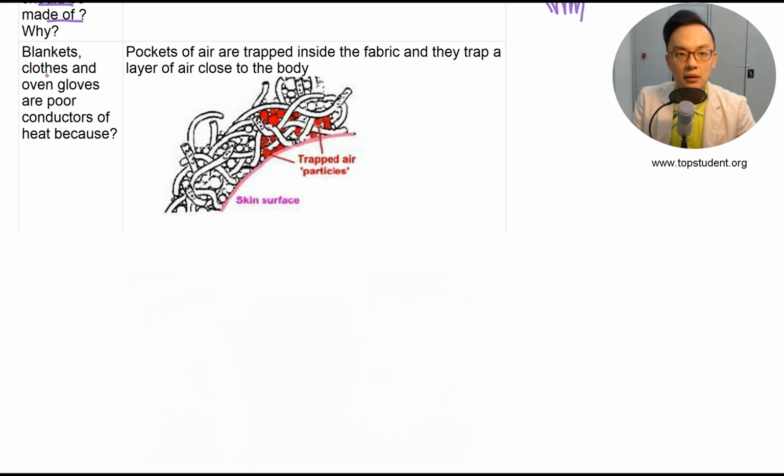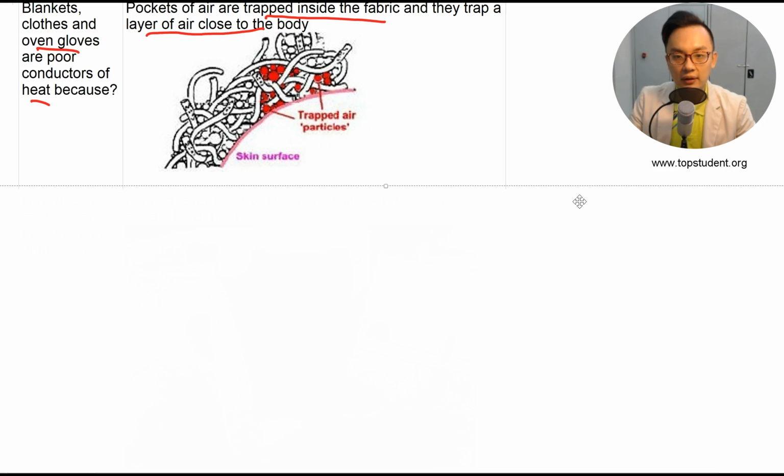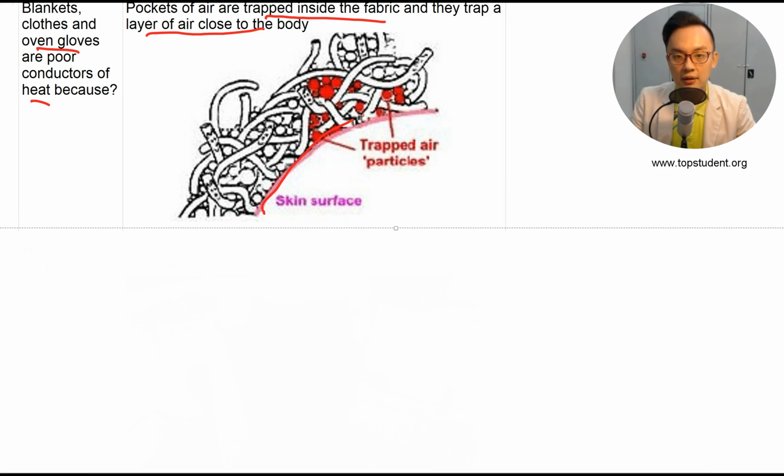So why are blankets, clothes, and oven gloves poor conductors of heat? Because they have pockets of air trapped inside the fabric, and they trap a layer of air close to the body. So let's take a closer look at this. Okay, so this is your skin surface. This wool or blanket has all these little pockets of air trapped in between the fibers of the wool. This is cool air outside, and this is your warm body here.